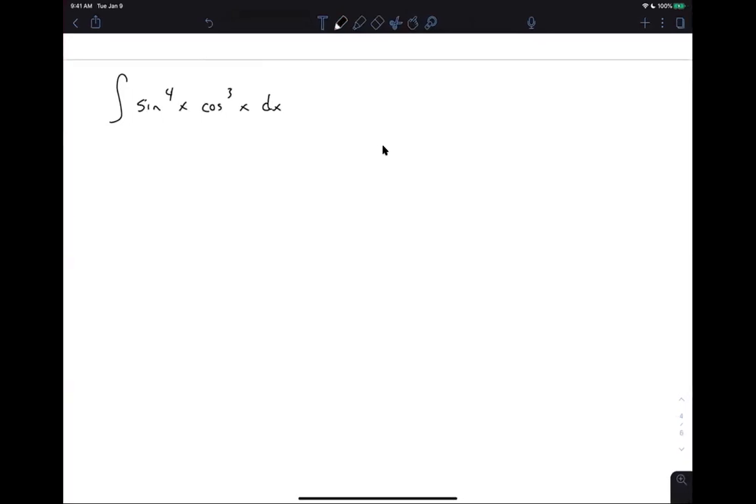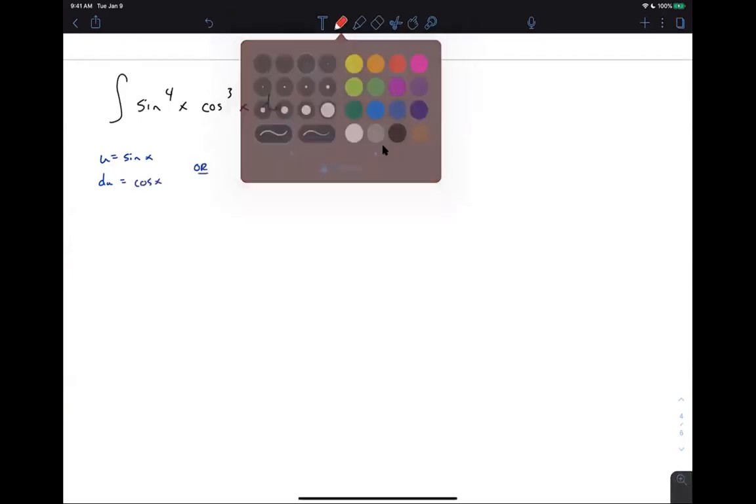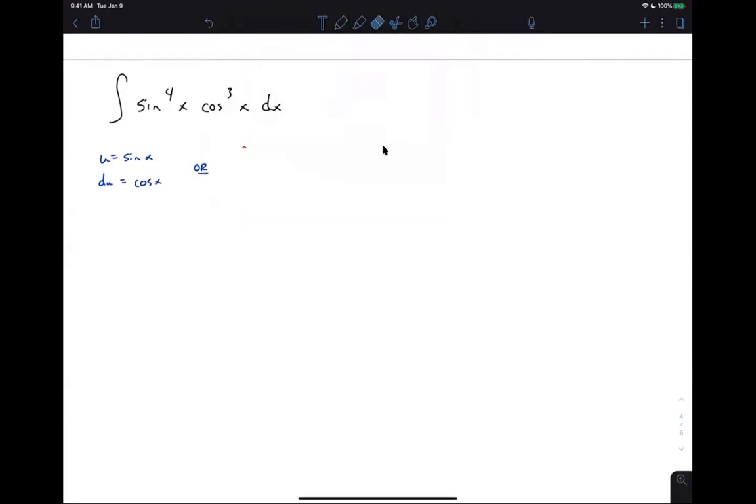So should I let u equal sine x and let du then be cosine x? Or would it be better to let u equal cosine x and let du then be negative sine x dx? Like the negative is easy to deal with. It's annoying, but you can get it. So which of those approaches works, or do both of them work, or do neither of them work?